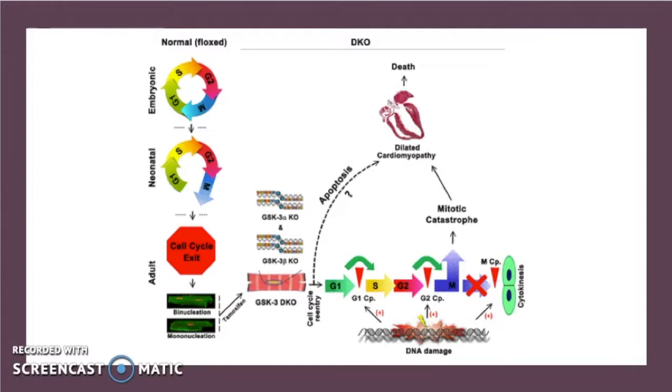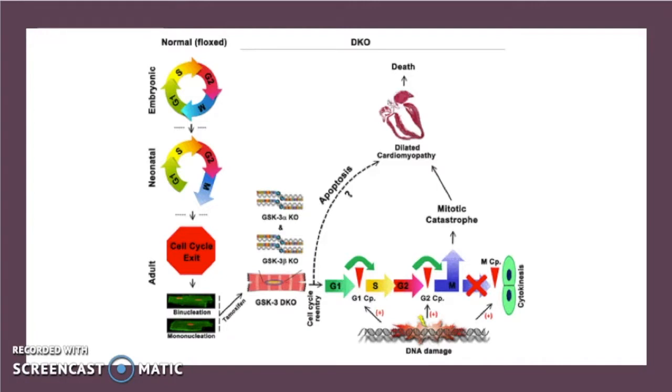DKO adult cardiac myocytes exhibited cell cycle reentry resulting in increased DNA content and multinucleation. However, instead of successful completion of the cell cycle, cardiac myocytes accumulated severe DNA damage, activated cell cycle checkpoints, and culminated in mitotic catastrophe. The loss of cardiac myocytes severely impaired cardiac function and ultimately caused DCM and heart failure. Thus, cardiac myocyte GSK3 is required to maintain cardiac homeostasis and overall survival.